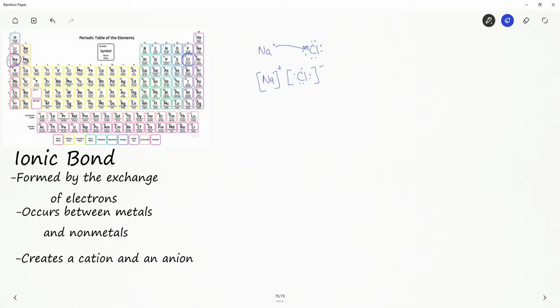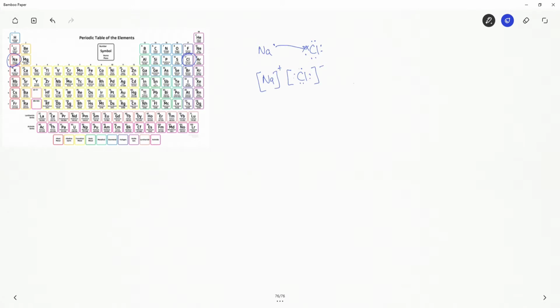So let's form another salt. Let's take a look at magnesium and oxygen. So we have magnesium, 2 valence electrons. Oxygen, 6 valence electrons. You can probably already see where I'm going with this. Magnesium would love to dump these 2 electrons because then it would have a full outer shell. Oxygen would love to gain 2 electrons because then it would have a full outer shell. So we have an exchange.